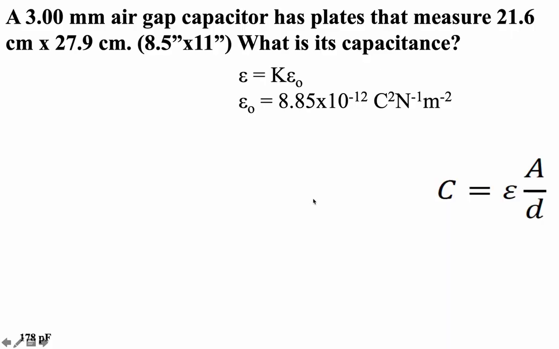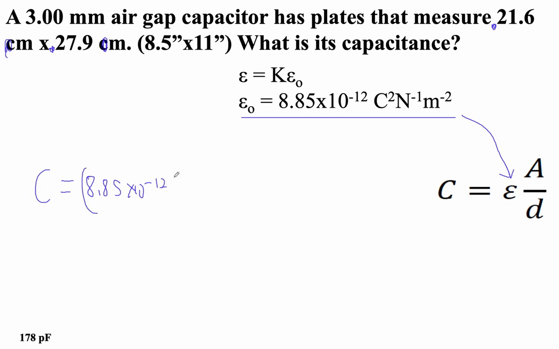So, okay, it's an air gap capacitor. So we're going to use this as this. This is going to go in for that. We're going to turn this centimeters into meters by putting the decimal point there. Right, and I think we're good, right? Our C is equal to 8.85 times 10 to the minus 12th times our area, 0.216 times 0.279. And then it's 3 millimeters, so I'm going to go 3 times 10 to the minus 3rd. I'm just using this formula. Okay, so here we go.